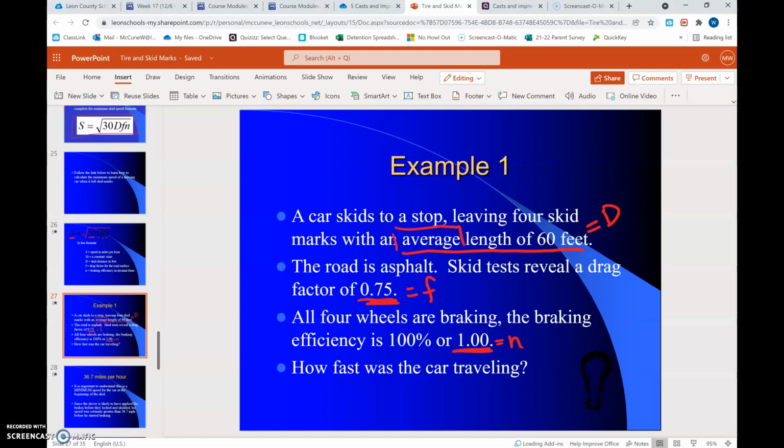Our D is 60, distance 60. Our drag factor, F, is 0.75. And our braking efficiency is 1, not 100%. You need to make sure that you're using the decimal form, which is 1.